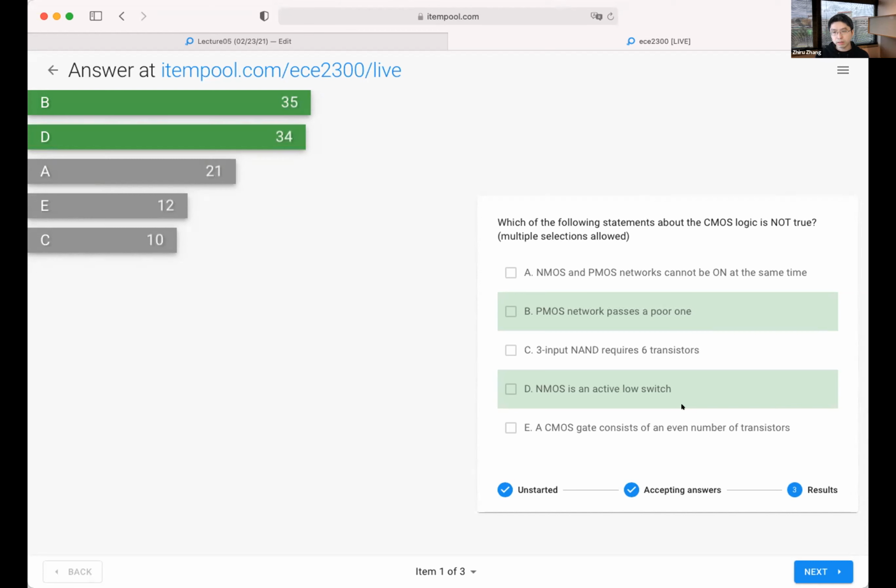And for a CMOS gate, we're talking about a static CMOS gate, so we always have an even number of transistors, because we have the same number of PMOS and NMOS; they are equivalent. Looks like most of you got it right, which is great. Some of you think that A is also incorrect. If the NMOS network and PMOS network are on at the same time, then we have something called a short circuit. They cannot be on at the same time.